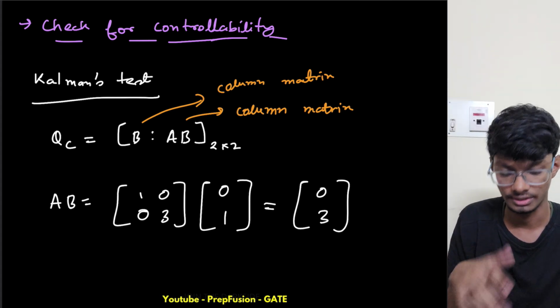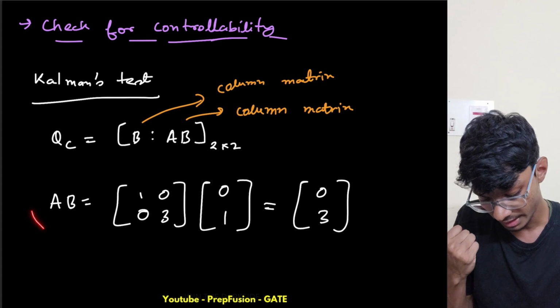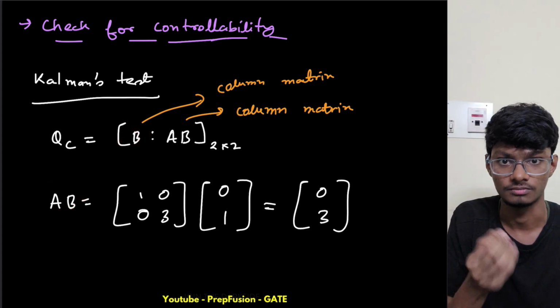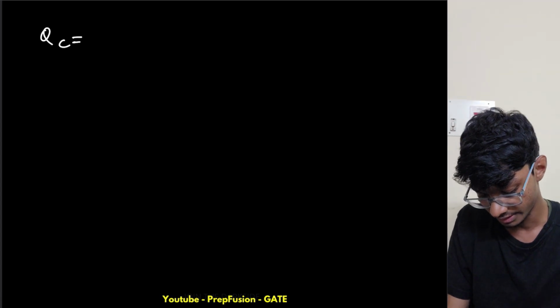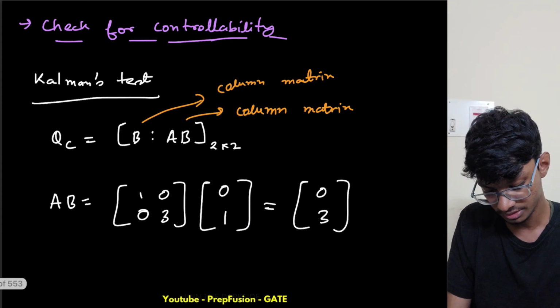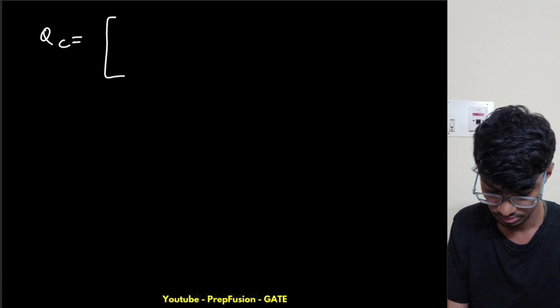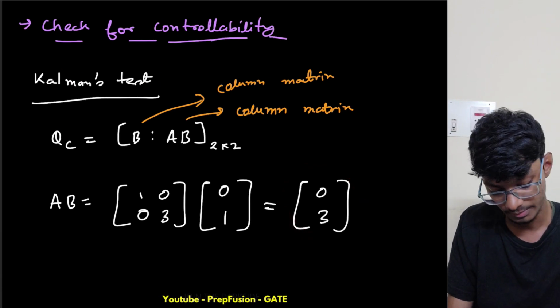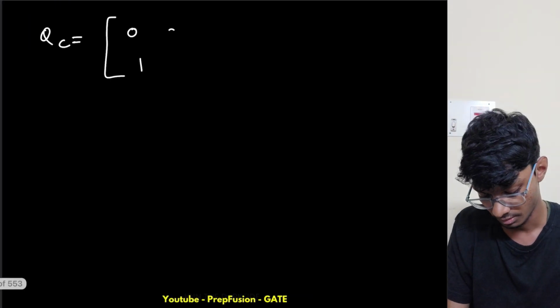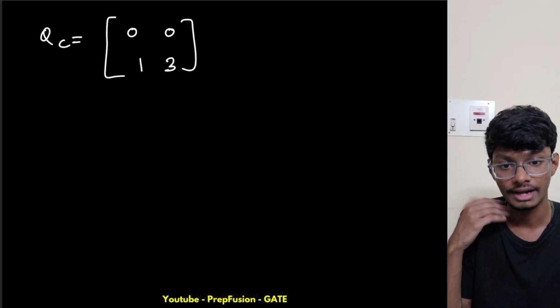So this is 0 3. Now I got my EB element, and B is only a single column, so that is easy. For my QC, B is this one, right? B is 0 1, and my AB is 0 3. Now can you tell me the rank of this one?